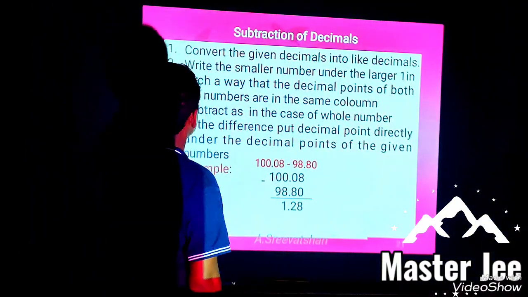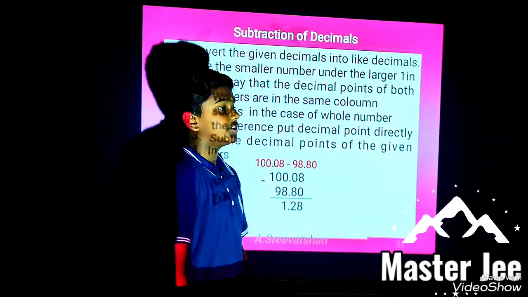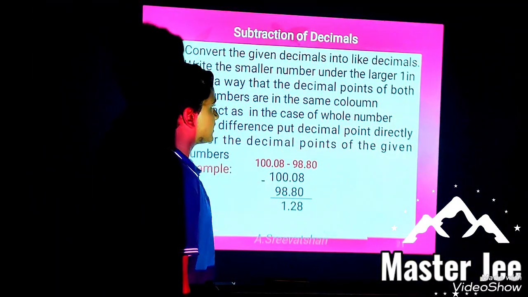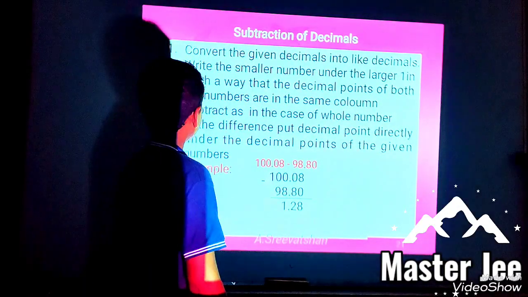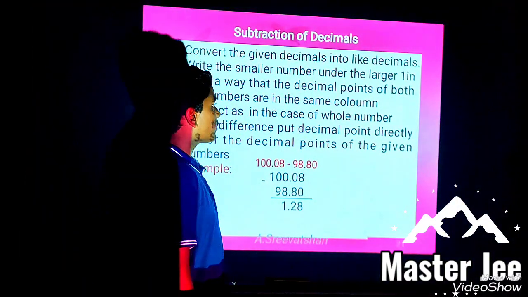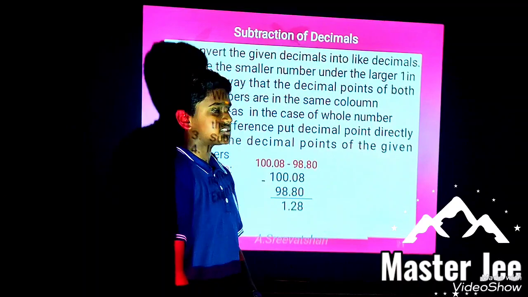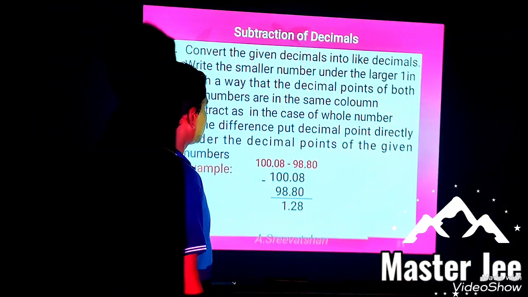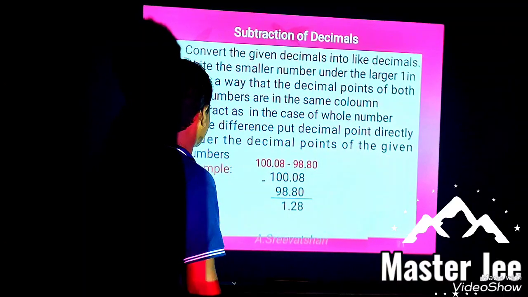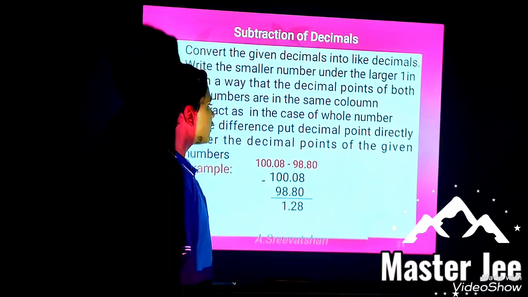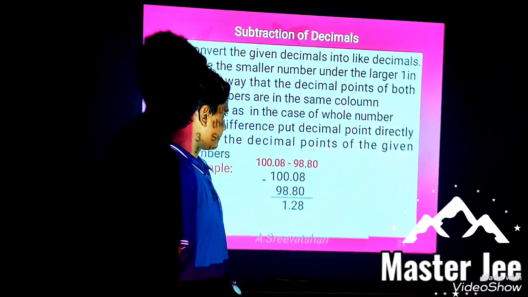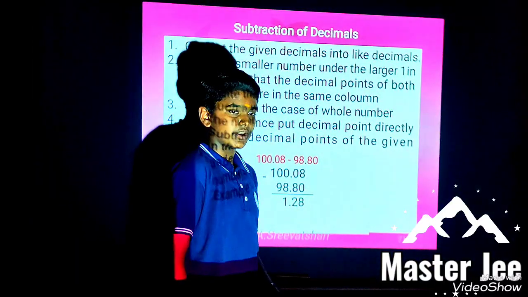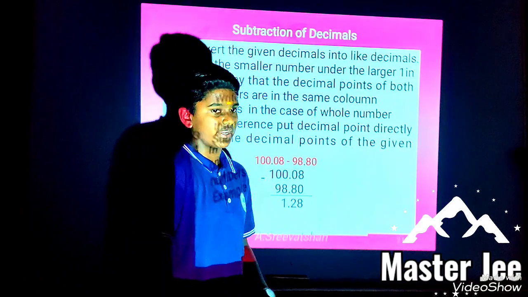Subtraction of decimals. Convert the given decimals into like decimals. Write the smaller number under the larger one in such a way that the decimal points of both the numbers are in the same column. In the difference, put the decimal point directly under the decimal points of the given numbers. Example, 100.08 minus 19.80 gives you 1.28.